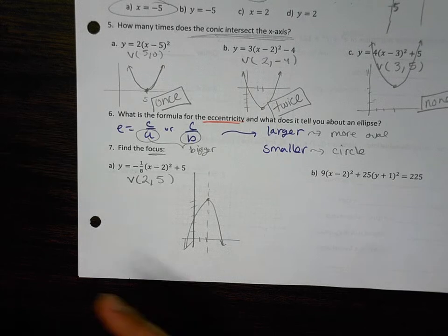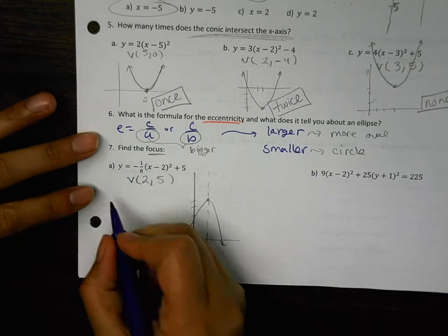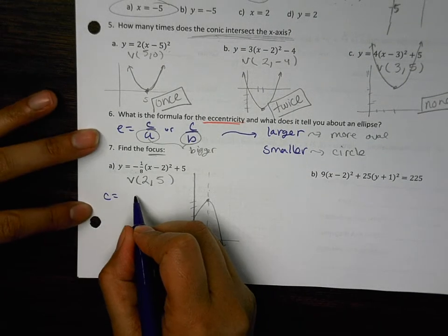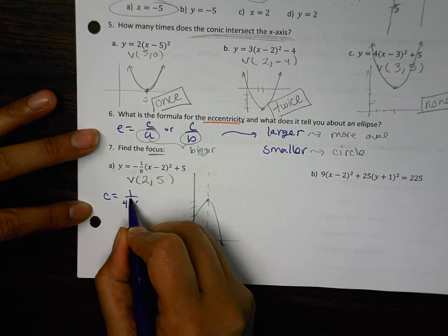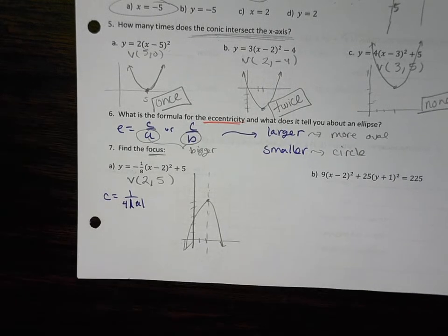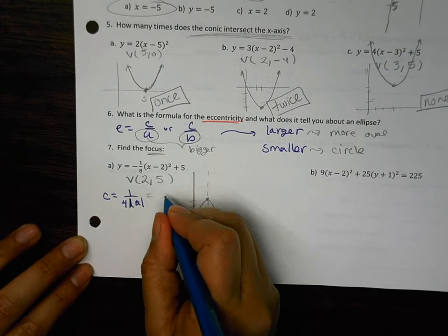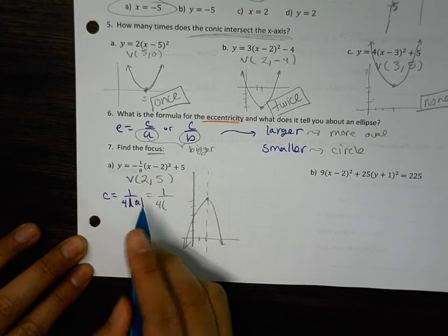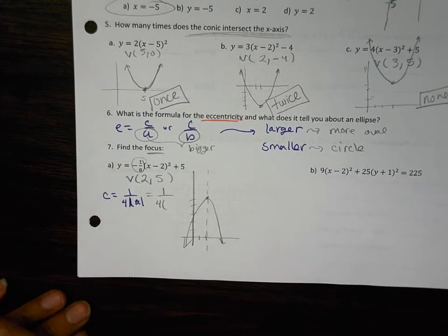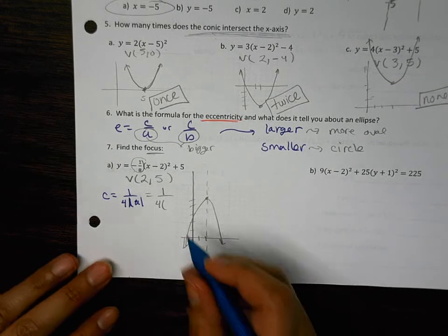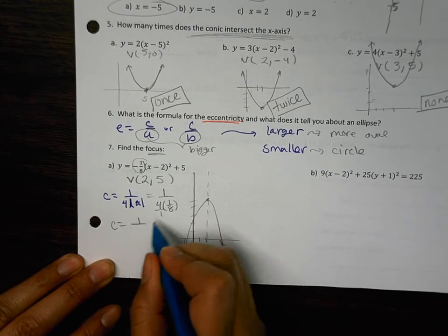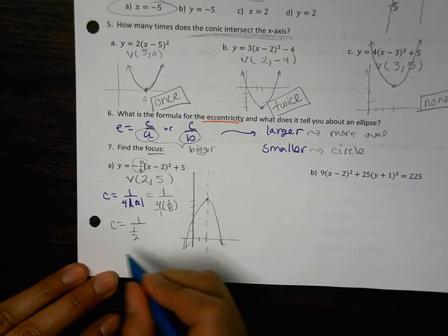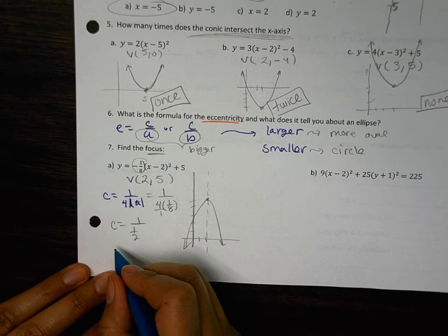Okay. What's the focal length formula for a parabola? It's different from all the others. C equals 1 over 4, absolute value of A. Okay, so 1 over 4 times what's the absolute value of A here? A is the leading coefficient, by the way. Negative or positive 1/8. So 1 over, what does that reduce to? 1/2? 4. Okay, so after you flip it, it's 2.